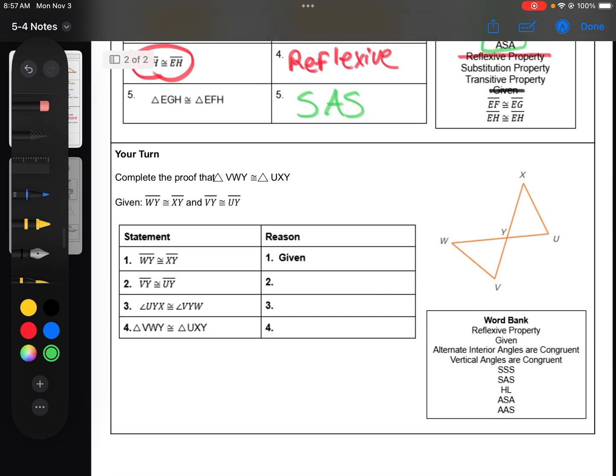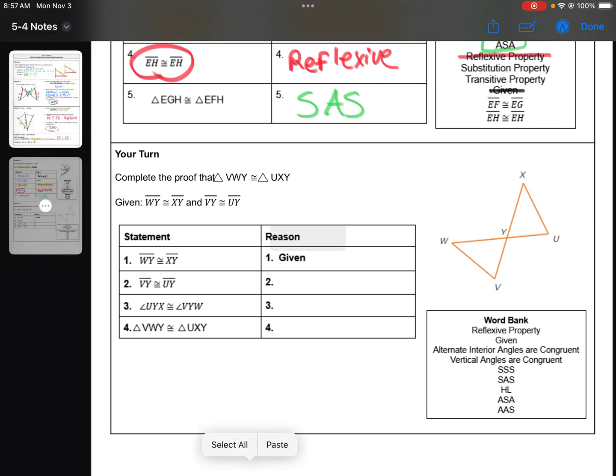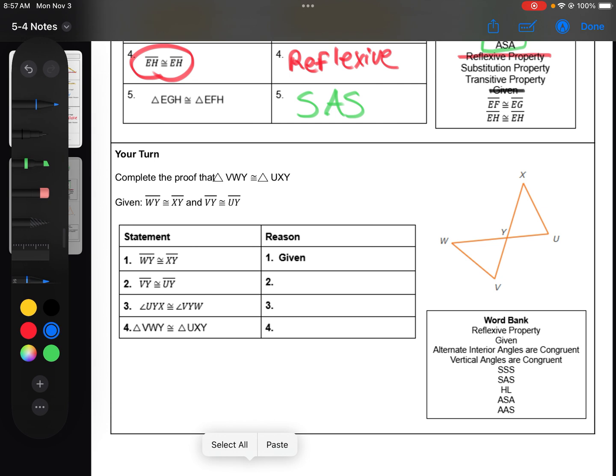Your turn. I want you to try this proof. I'm going to go ahead and work it out now, though. So pause the video, see if you can try it, but I'm going to go ahead and do it. All right. Remember, you always have to mark your given information first. So I have segment WY is congruent to segment XY. So I'm going to mark those two pieces congruent to each other. I also have that segment VY is congruent to segment UY. So I'm going to mark those congruent as well, okay?